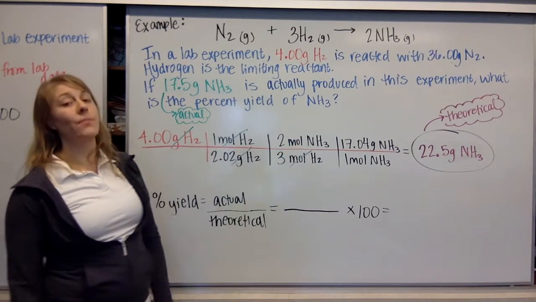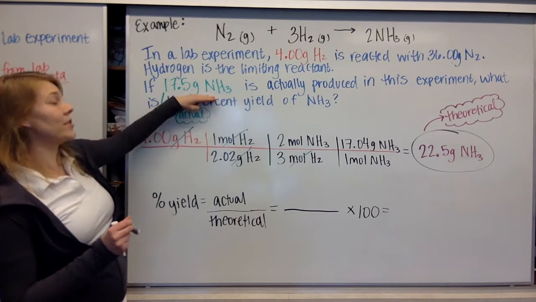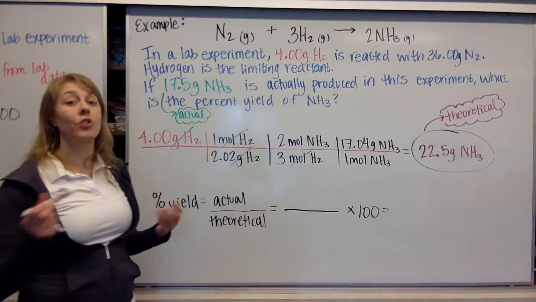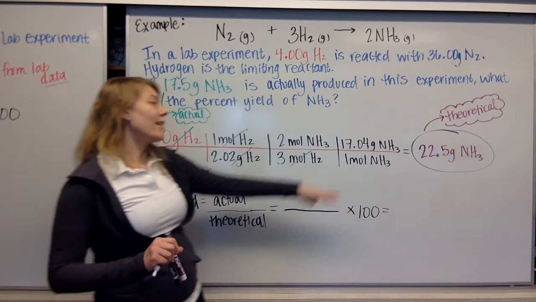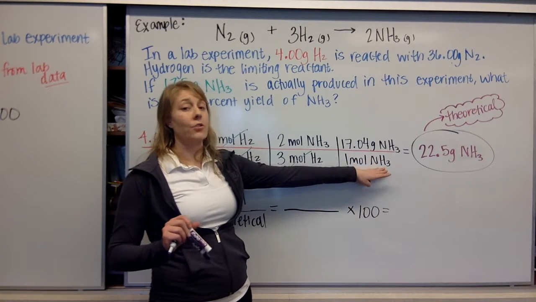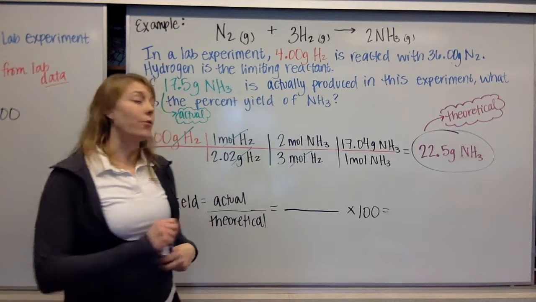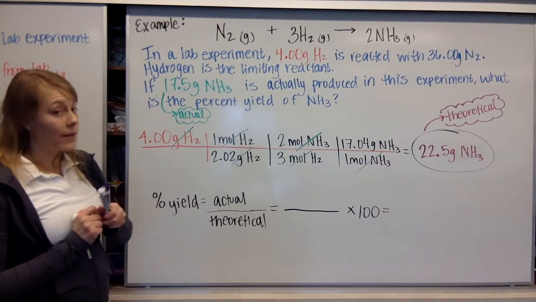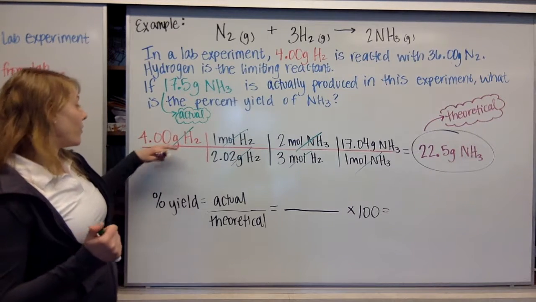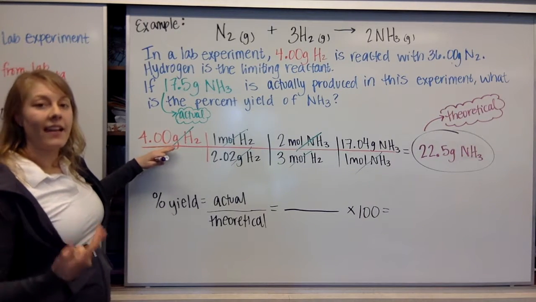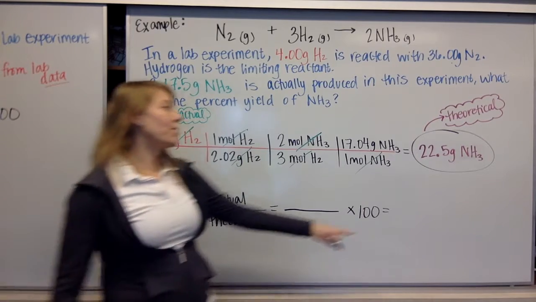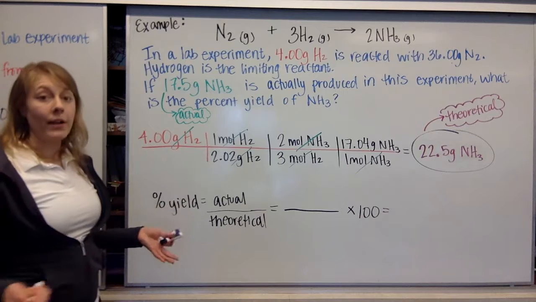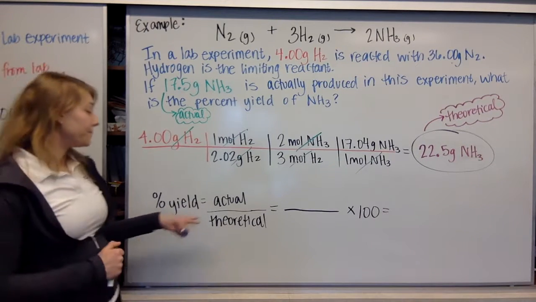Now we're in moles of NH3, but we need to know what mass, because this is given to us in mass, in grams. We need to know what mass of NH3 should be produced, theoretically. So, for every 1 mole of NH3, the molar mass is 17.04 grams. Moles is gone. And we find out, stoichiometrically, that with 4 grams of hydrogen and excess nitrogen gas, we should be able to produce 22.5 grams of NH3. Okay? Now we can plug that into our percent yield equation.